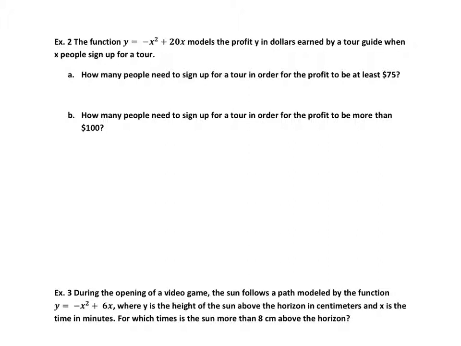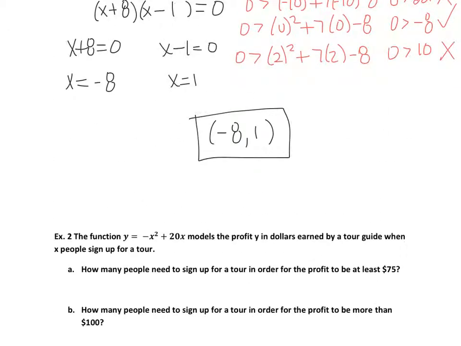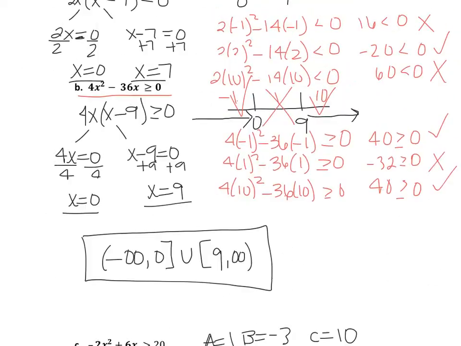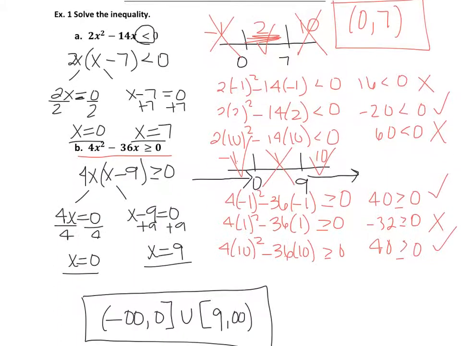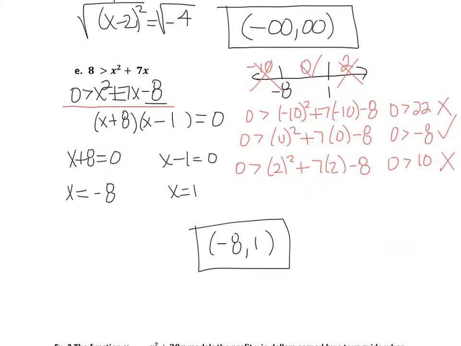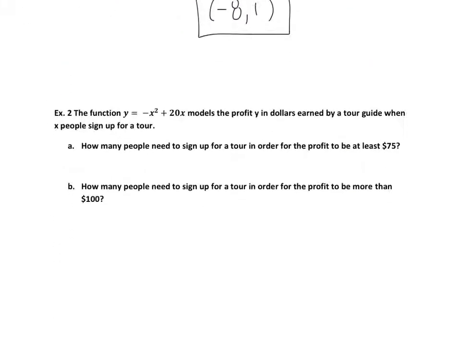First off, when we're trying to set this up, I'm going to look up here because it says at least $75. So I'm going to go up to my guide of symbols and find where it says at least, so that will tell me the correct symbol that I need to use. Notice right here, at least. So that means that I'm going to use the greater than or equal to symbol. I want $75 or more. So when I'm setting that up, I'm going to use the greater than or equal to symbol.